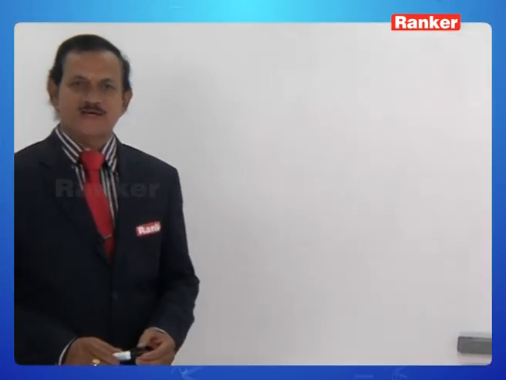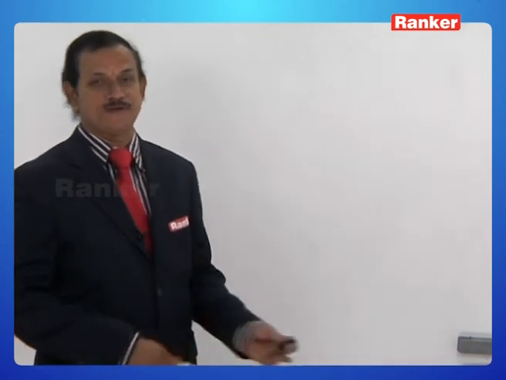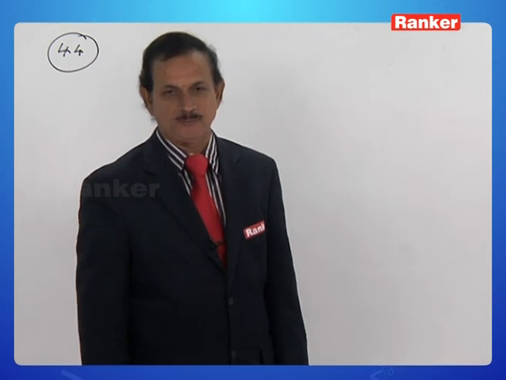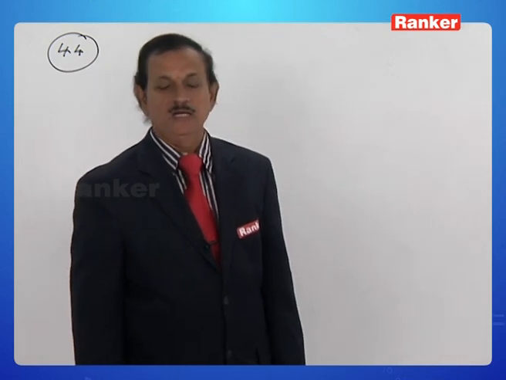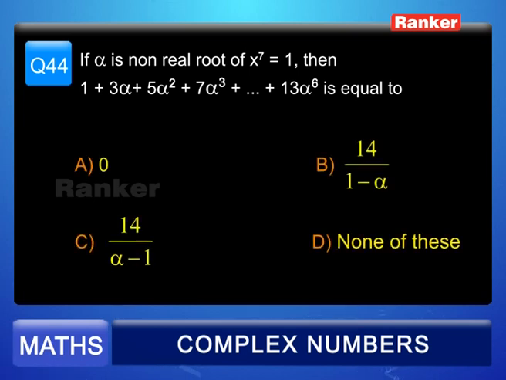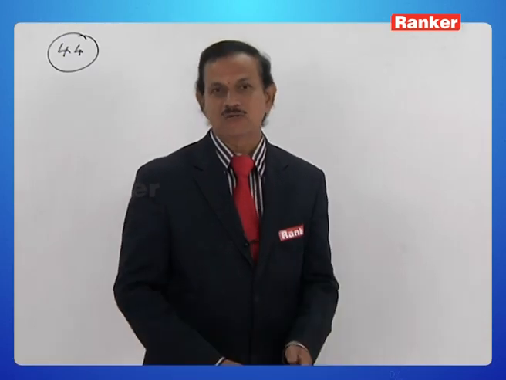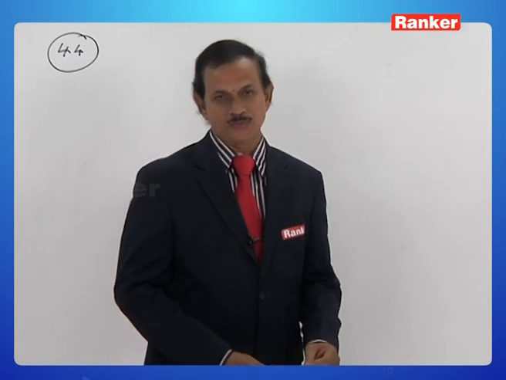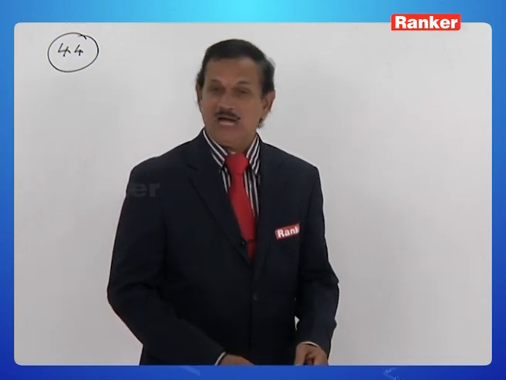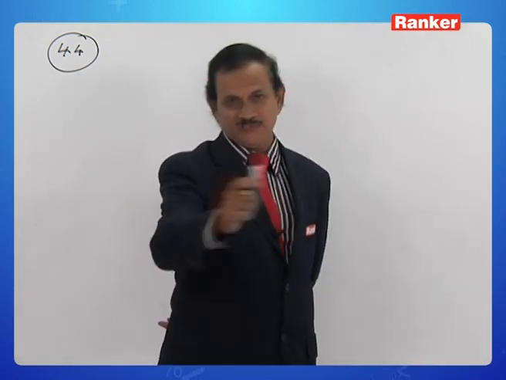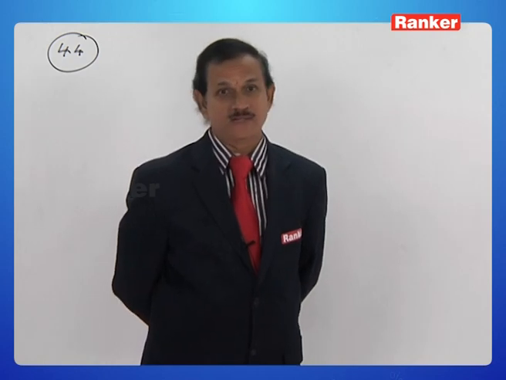Now, this is the time for us to go through the next question. That is question number 44. In this question, he is giving about the nature of a particular complex number, say alpha. Alpha is a non-real root of x power 7 is equal to 1. We know that the roots of x power 7 is equal to 1 are called seventh roots of unity. Out of them, 1 is also a root. It is a real root. And he is giving about alpha as a non-real root. So we are sure that alpha is not equal to 1 because 1 is real.